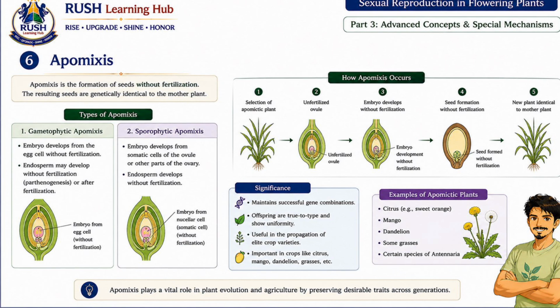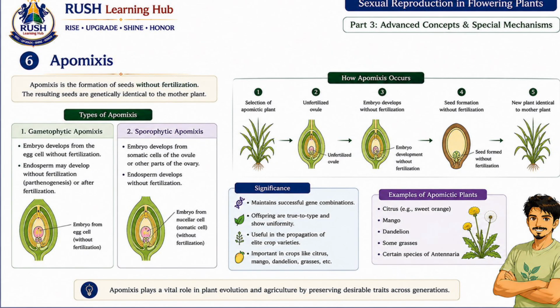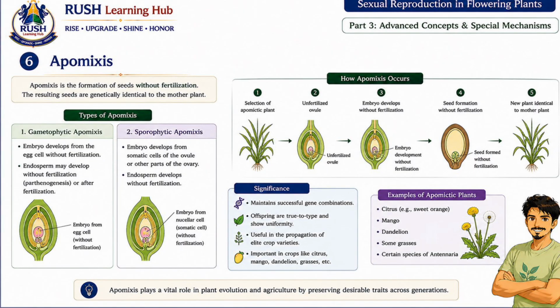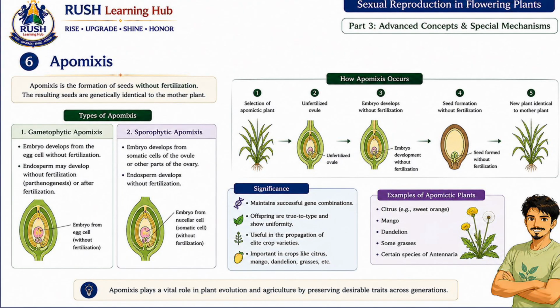Conclusion. Therefore, apomixis is the formation of seeds without fertilization. It is a special reproductive strategy that combines the advantage of seed formation with the genetic stability of asexual reproduction. Because of its agricultural importance, apomixis is considered one of the most valuable concepts in modern plant breeding.